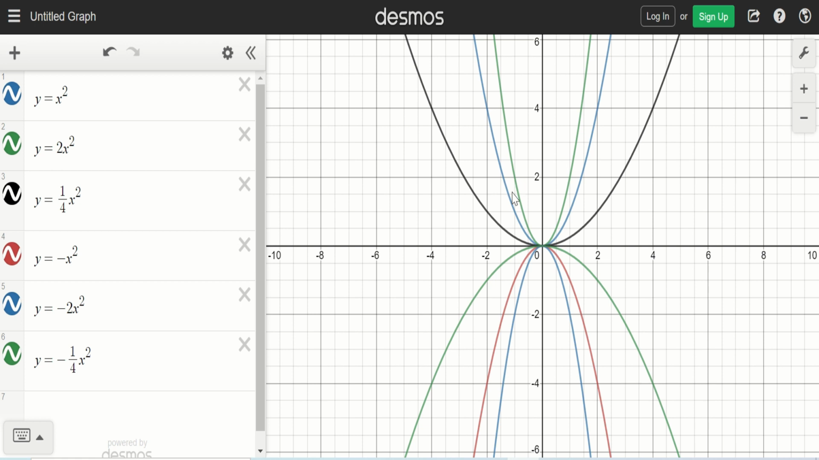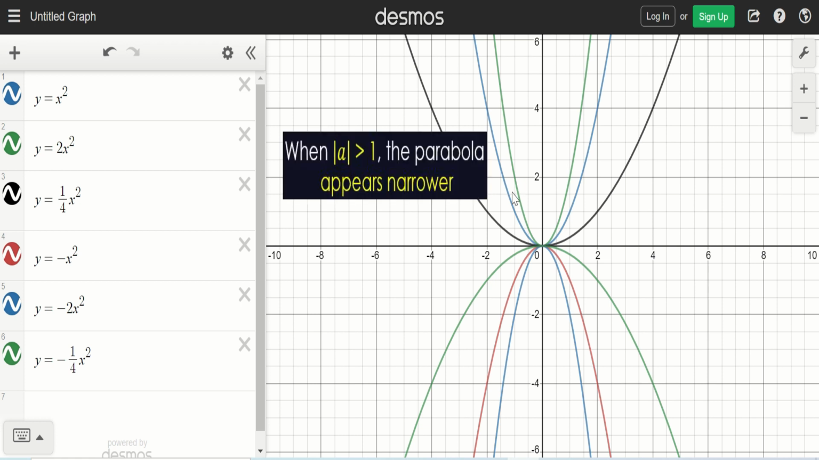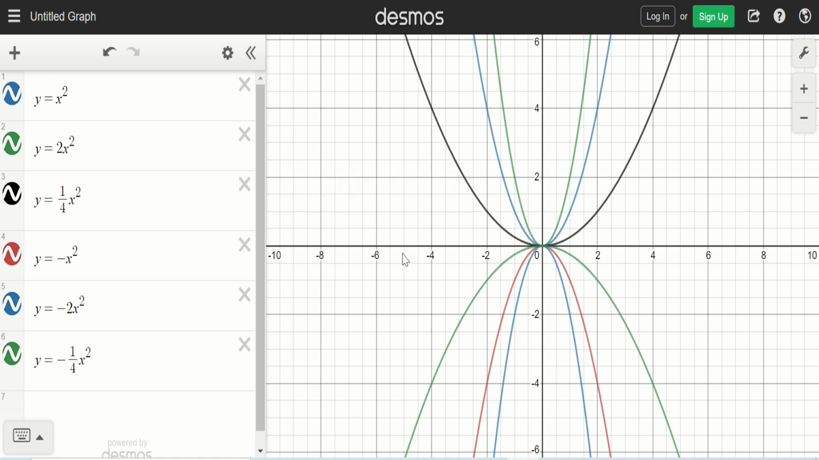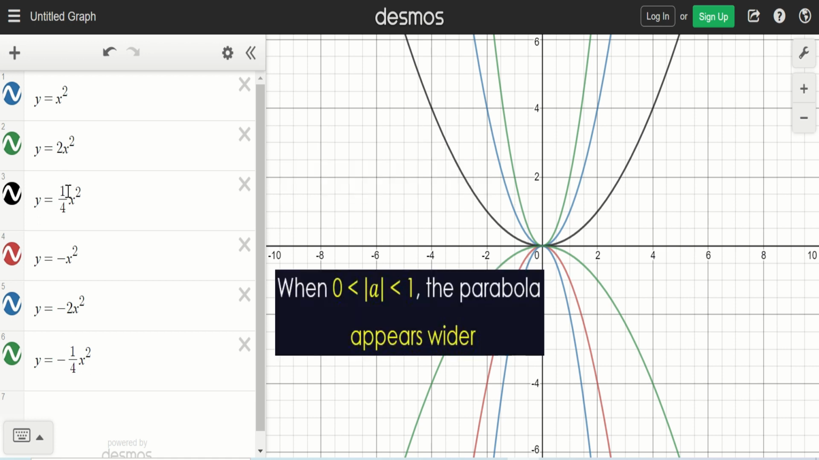So why is that so? From this observation, we can conclude that when the absolute value of a is greater than 1, the parabola opens narrower. While when the absolute value of a is less than 1, then the parabola opens wider, especially if that is in fraction form and not greater than 1. So, if that is the case, then the graph of that function opens wider.